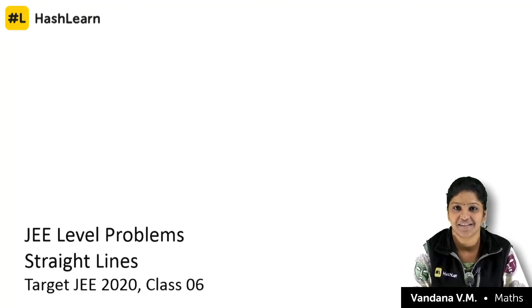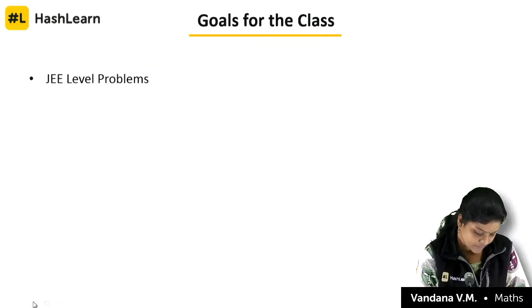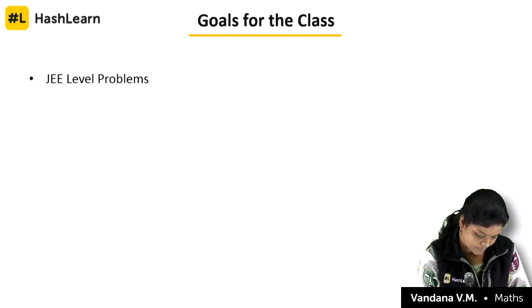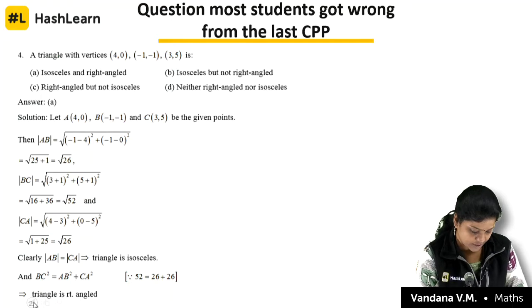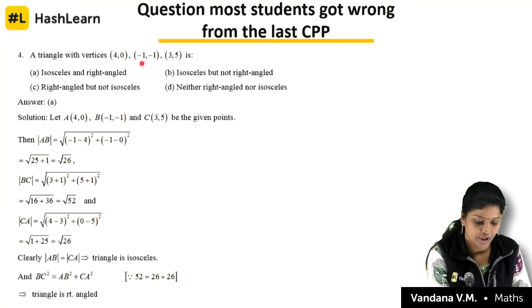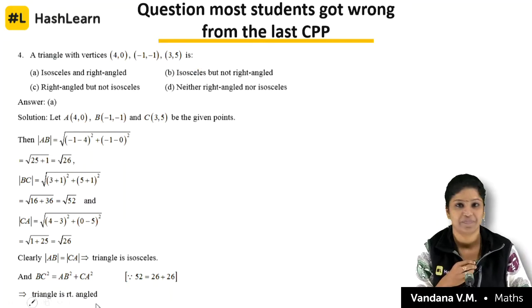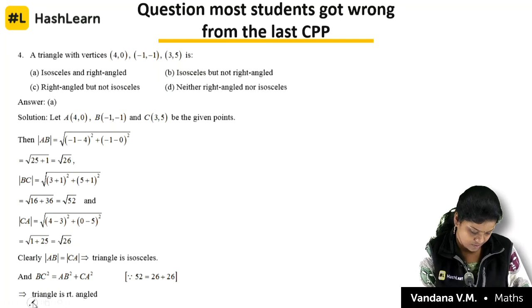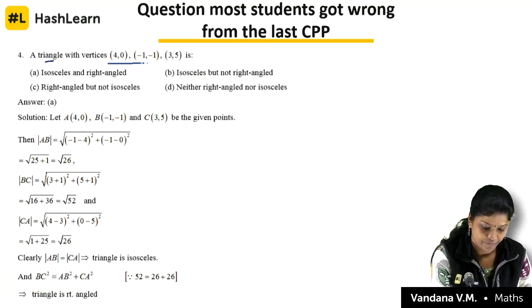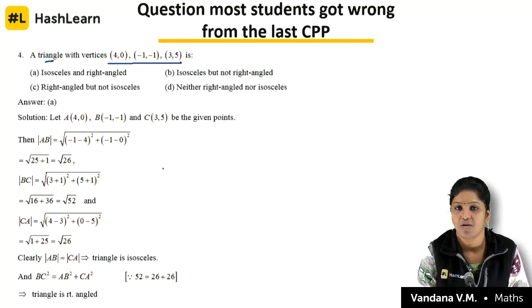Before starting the class, let us discuss the CPP question where many of you went wrong. Here goes your question. A triangle with the vertices 4, 0, minus 1, minus 1, 3, 5. Now I would like to say whether it is an isosceles triangle, right angle triangle or equilateral triangle.